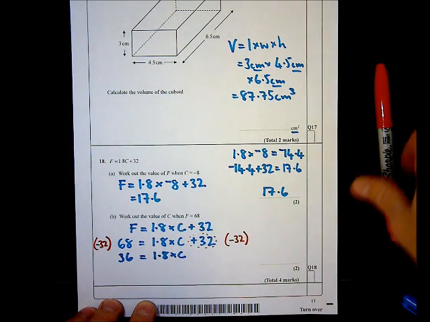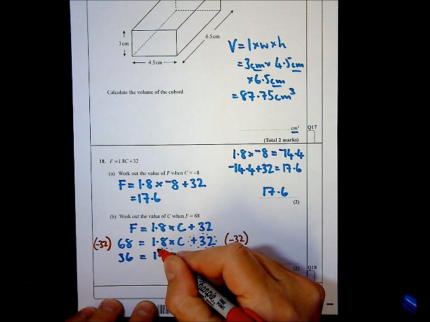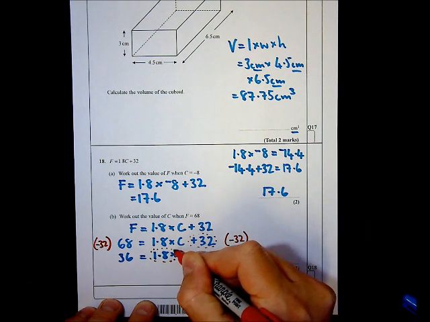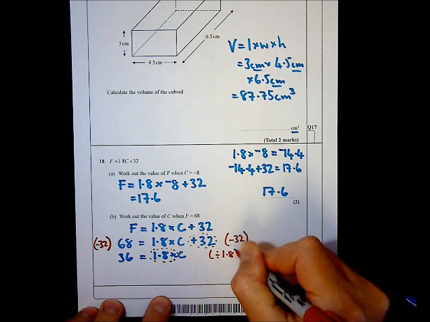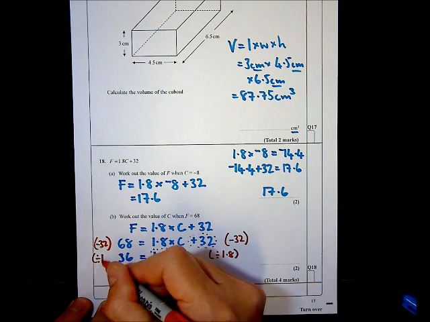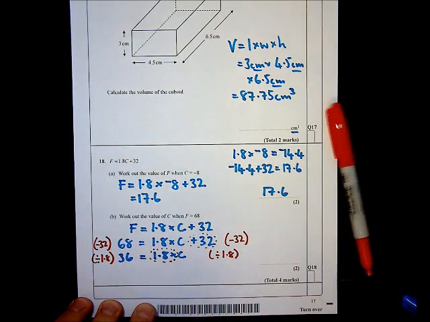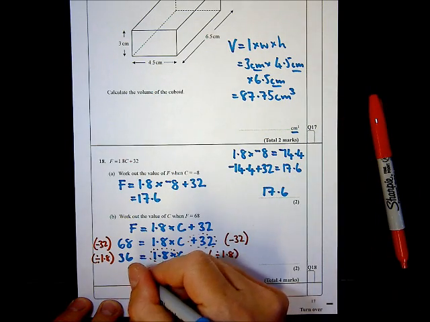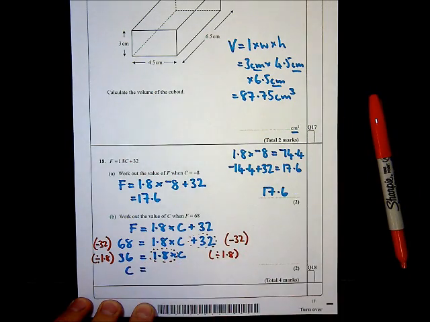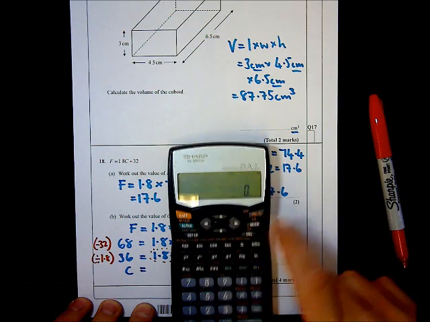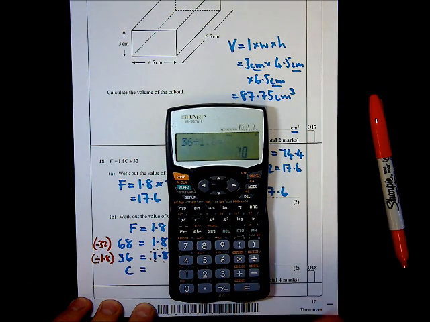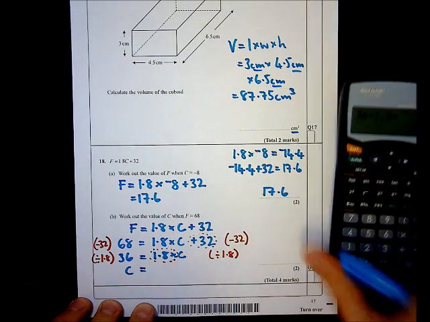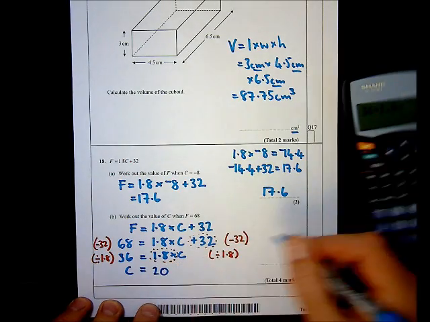Now what I need to do is remove the 1.8 times, and to do that I'm going to do the opposite of multiply, which is divide. So divide by 1.8, and again that will give me my value for C. Now 36 divided by 1.8 I can do on my calculator, so 36 divided by 1.8 equals 20. So the value of C is 20.